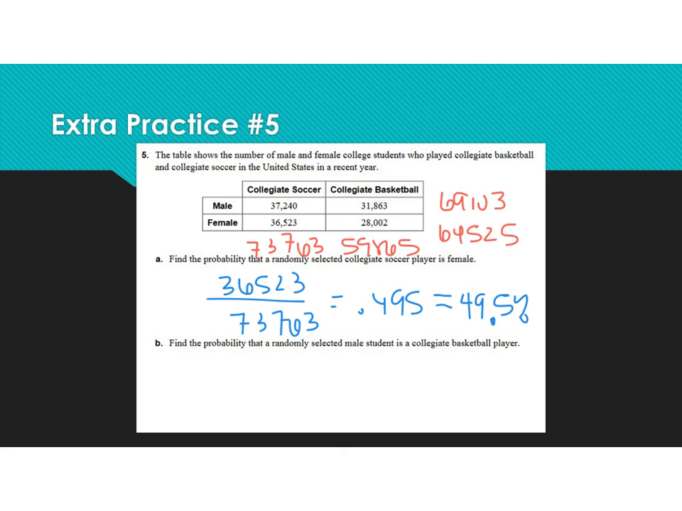The next question: find the probability that a randomly selected male student is a collegiate basketball player. So now I'm looking across here at the males all the way across, and I want the male to be a basketball player. So favorable is going to be 31863 over the total, which is 69103. Divide that out, you get 0.461, which is 46.1% chance that if I have all the males, I'm going to grab a basketball player.